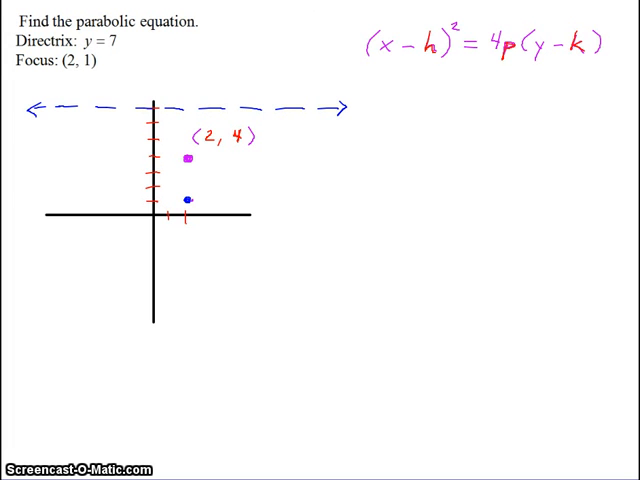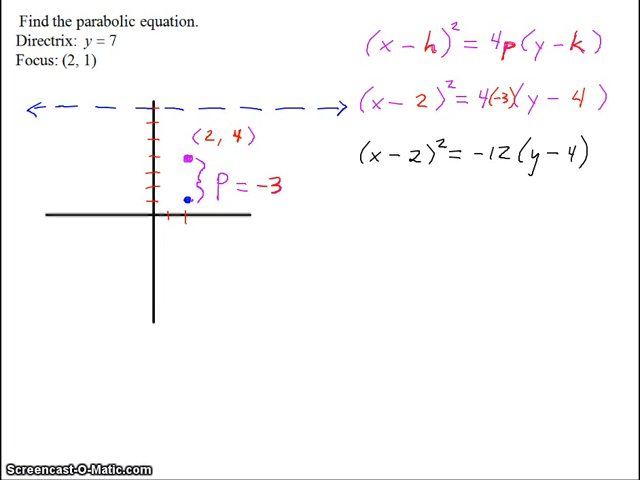The p-value is the distance from the vertex to the focus, or from the vertex to the directrix. We have a distance of 3 from the vertex to the focus. Because our parabola is faced down, p is equal to -3. So let's go ahead and plug everything in that we have, and then we'll have the equation of the parabola. Plugged everything in, simplified a bit, and here we have the equation of our parabola.